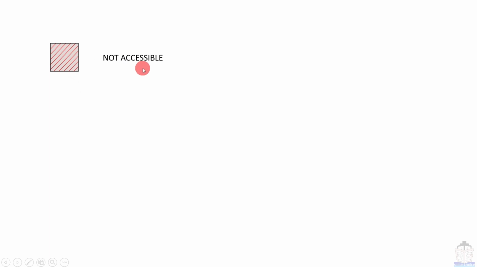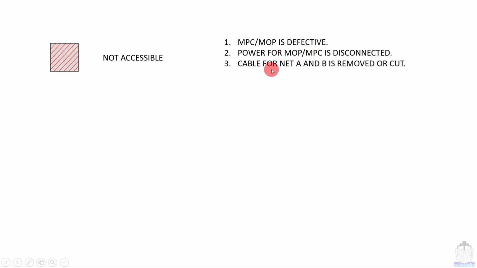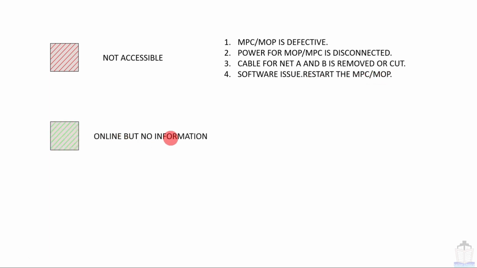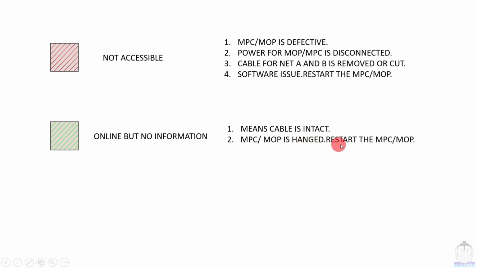So the first one is not accessible. The reason might be that the MPC or MOP is defective, power for the MOP or MPC is disconnected, or the cable for net A and net B is removed or cut. Also software issues: restart the MPC or MOP. Next is online but no information. Possible causes are that the cable is intact but the MPC or MOP is hung. Restart the MPC or MOP.